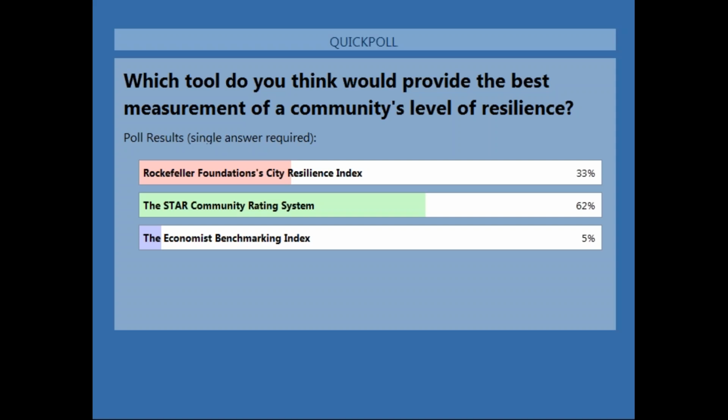Okay. What I think is interesting is that the STAR community rating system has been tested. I mean, you can see results from it, and that makes it somewhat valued because you can then see that there's a way for you to do an actual measurement. The Rockefeller Foundation City Resilience Indicators, they do have a measurement, but they don't have a way of showing you how cities have scored against their indicators.